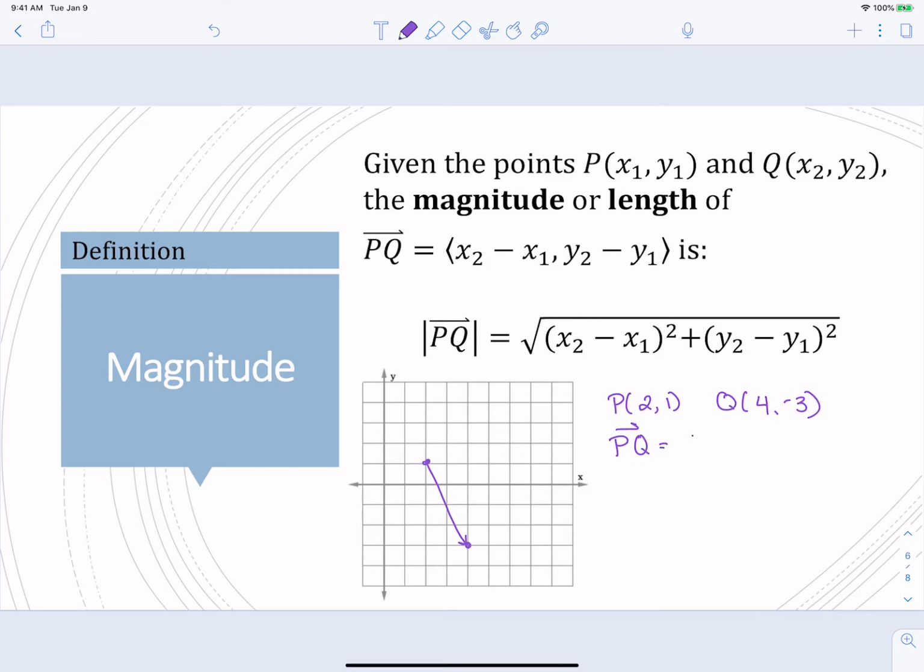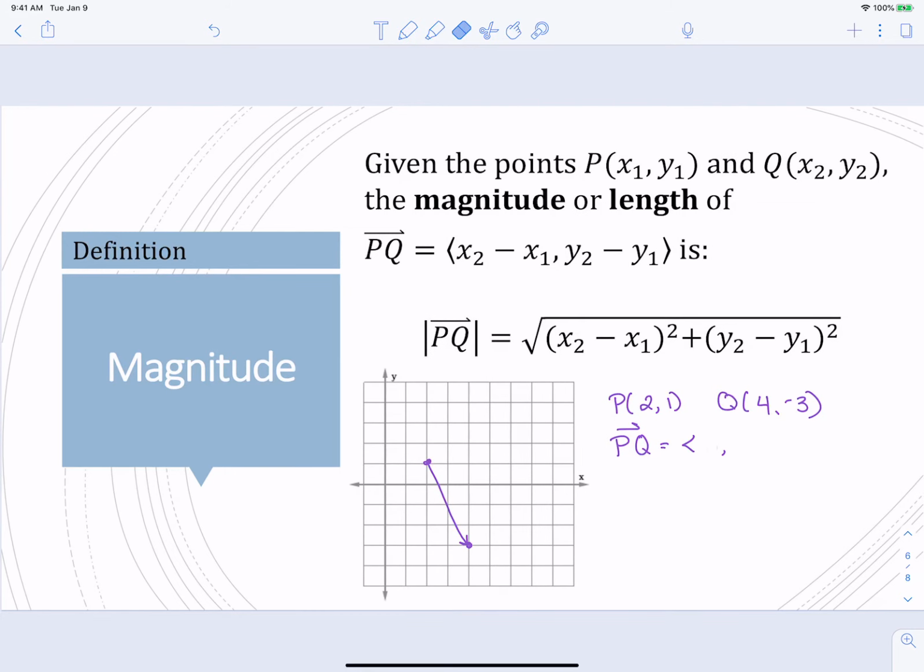Vector PQ. If we want to talk about what that vector is in component form, it's going to be 4 minus 2, our x value subtracted, and notice it's doing x2 minus x1. x2 is in Q, y1 is in P, and then we've got negative 3 minus 1, so we've got 2 and negative 4. So let's plot that point 2, negative 4. There is our position vector. So again, same vector, just scooched over.